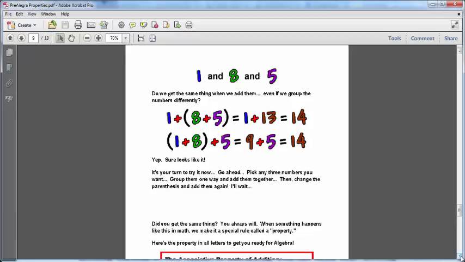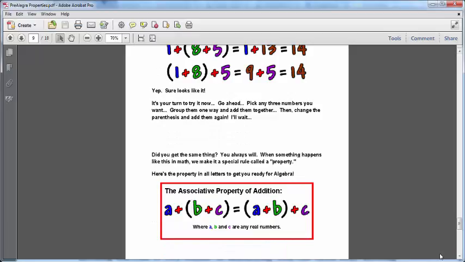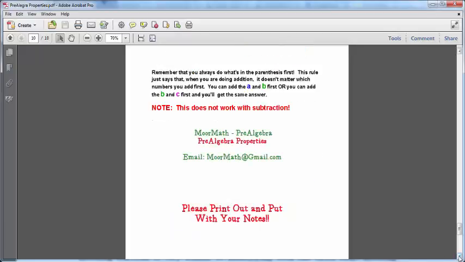So we'll be using these properties in pre-algebra, and this can be written as the associative property of addition: a plus (b plus c) in parentheses is equal to (a plus b) in parentheses plus c. And this is valid for any real numbers, where a, b, and c are any real numbers. And this is also valid for any whole numbers as well. So remember that none of these properties for the additive property or the multiplicative property will work for subtraction, okay? So you can't subtract out of order, okay? So these properties only work for addition and multiplication.